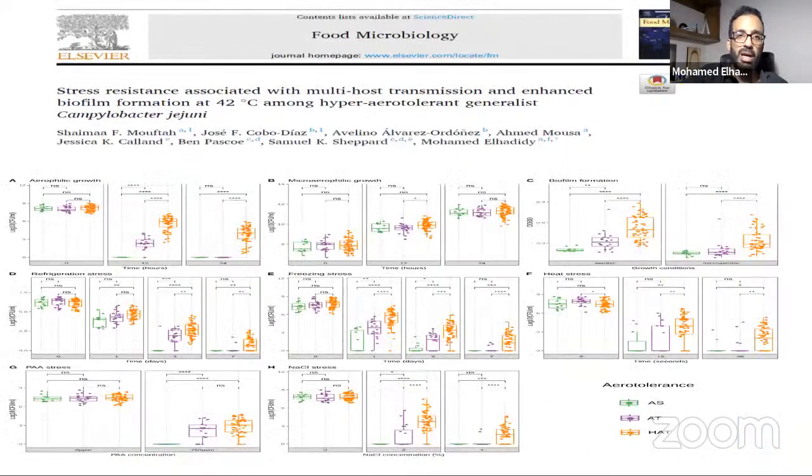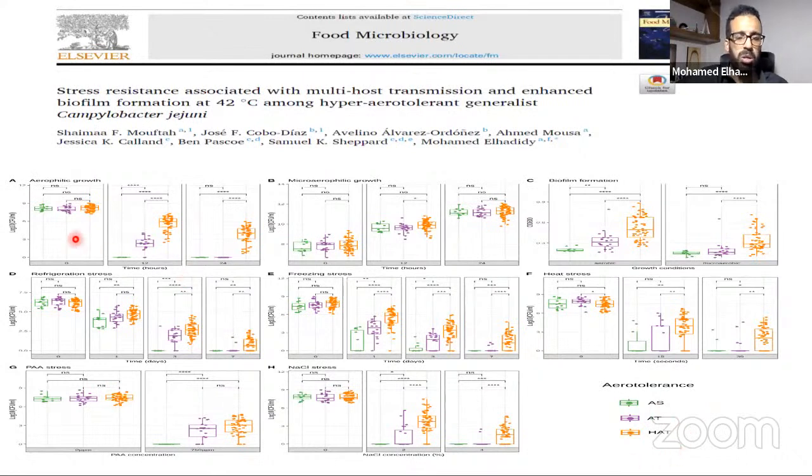Okay, so these are our results. We sorted our bacterium into three categories. HAT means hyper-aerotolerant. Hyper-aerotolerance means that when subjecting this bacteria to oxygen stress for more than 24 hours, it still can survive. Aerotolerant means that subjecting this bacteria to oxygen, it can survive up to 12 hours. And aerosensitive is just like the normal Campylobacter that I mentioned, for which oxygen is really toxic.